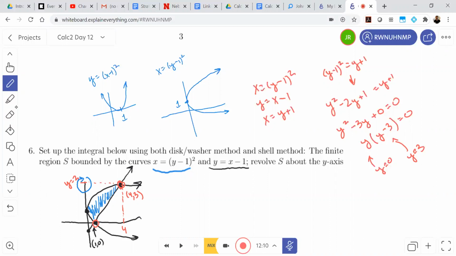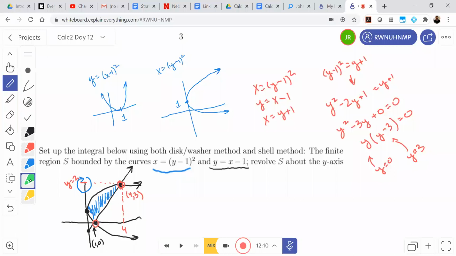All right, that was a tremendous amount of setup, but this is great. We're in a good place now. Our goal again is to try to do this using both the disk method and the washer method. And in doing so, we'll try to figure out which one is easier. Let's do the disk/washer method first, because it's been a little bit since we've explicitly solved one of those out.